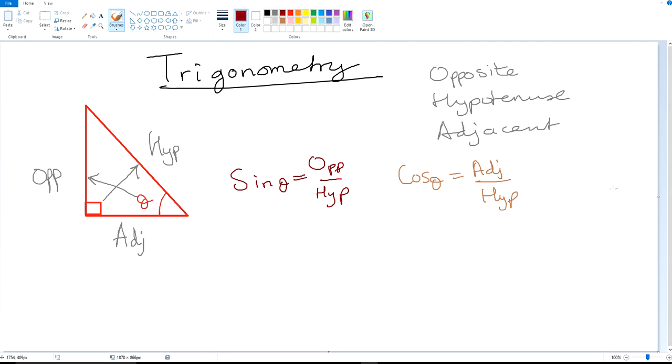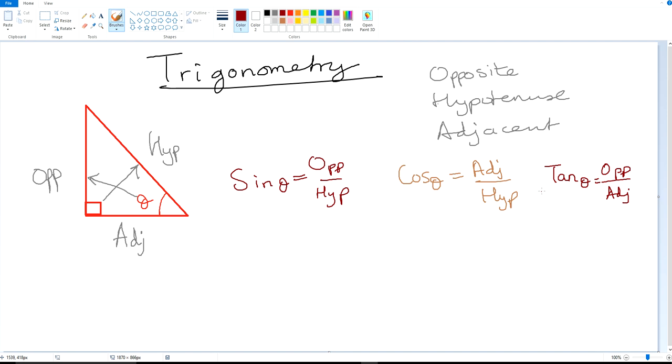And then we have tan. So these are three trigonometrical ratios. For tan, that's going to be opposite over adjacent. So that's the origin of our trigonometry based on these three identities: sine of the angle, cos of the angle, and tan of the angle.